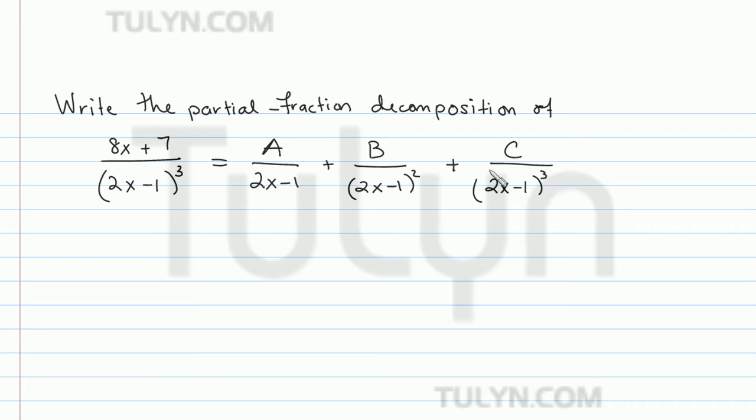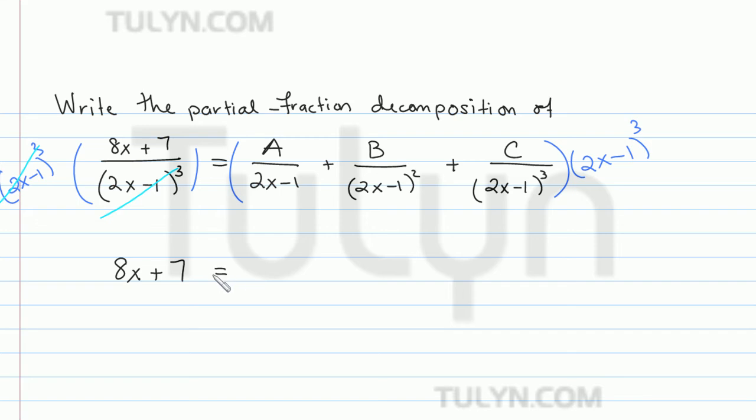So now we have to solve for A, B, and C. The first thing I want to do is multiply both sides of the equation by the LCD, the lowest common denominator, which is (2x - 1)^3. On the left side, the (2x - 1)^3 is going to cancel out, and we're left with 8x + 7. On the right, I'm going to distribute this (2x - 1)^3 into each term.